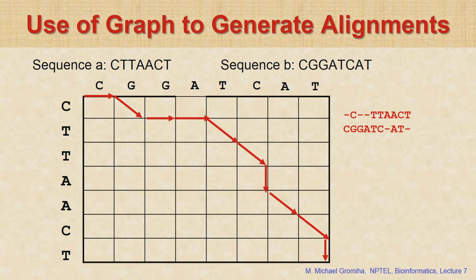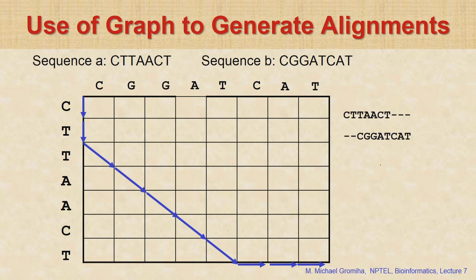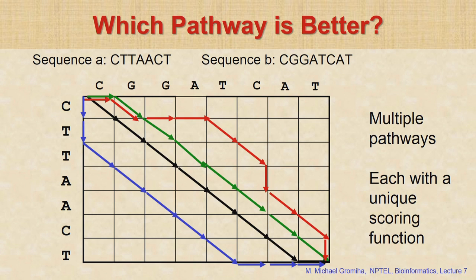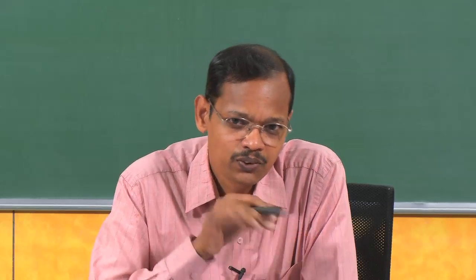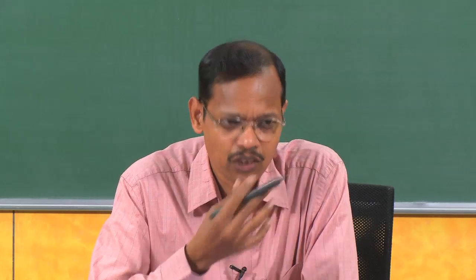So, then again 2 gaps, and here again the 3 aligned and then 1 gap, and 2 are aligned and 1 gap. So, now there are multiple pathways to align the sequences; these are the various ways. Now, the question is which one we need to choose, which one is the best one. So, in this case we give a scoring function.